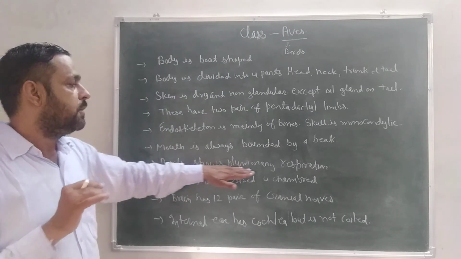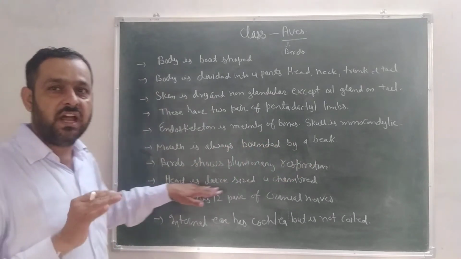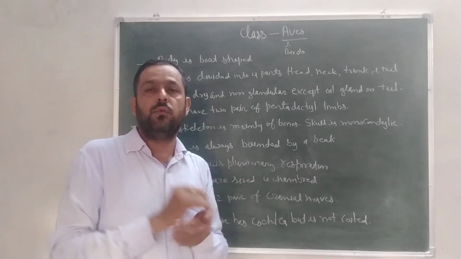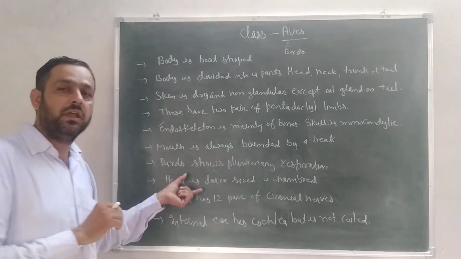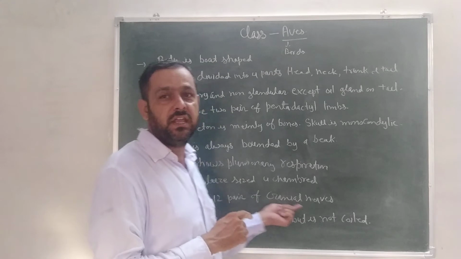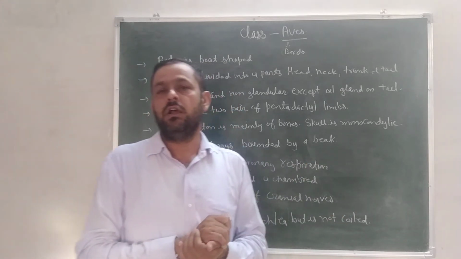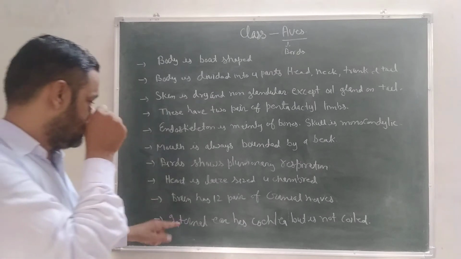Birds show pulmonary respiration. Heart is large sized and four chambered. Four chambered means two auricles and two ventricles are found in Aves. Brain has 12 pairs of cranial nerves, meaning 12 pairs of cranial nerves are found in Aves.